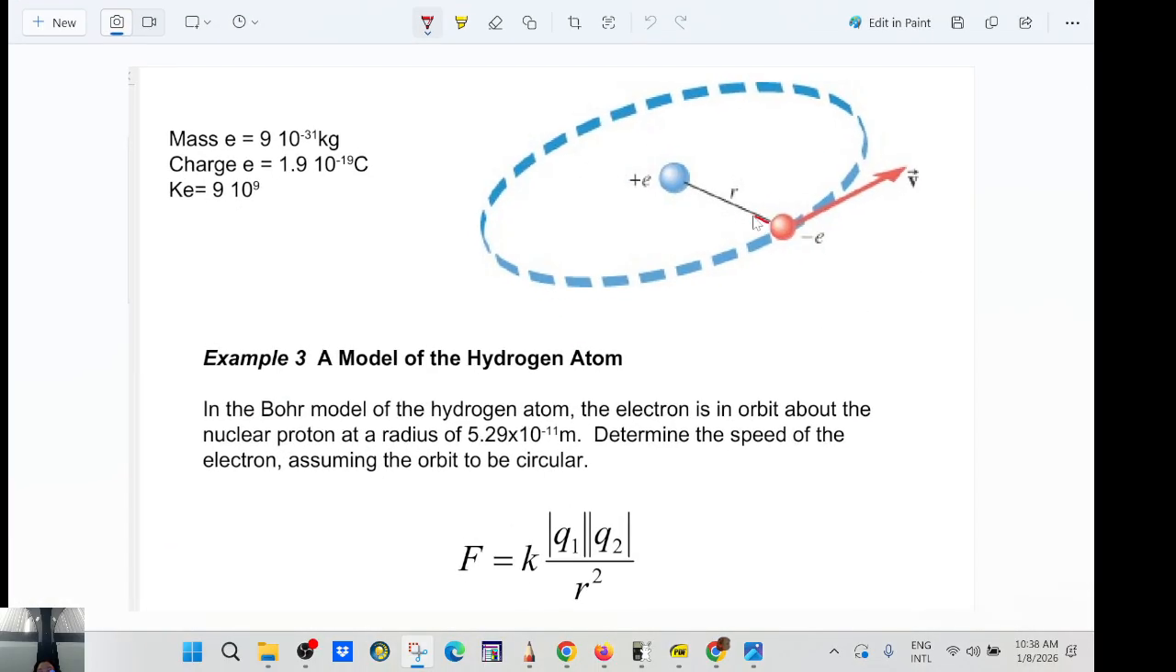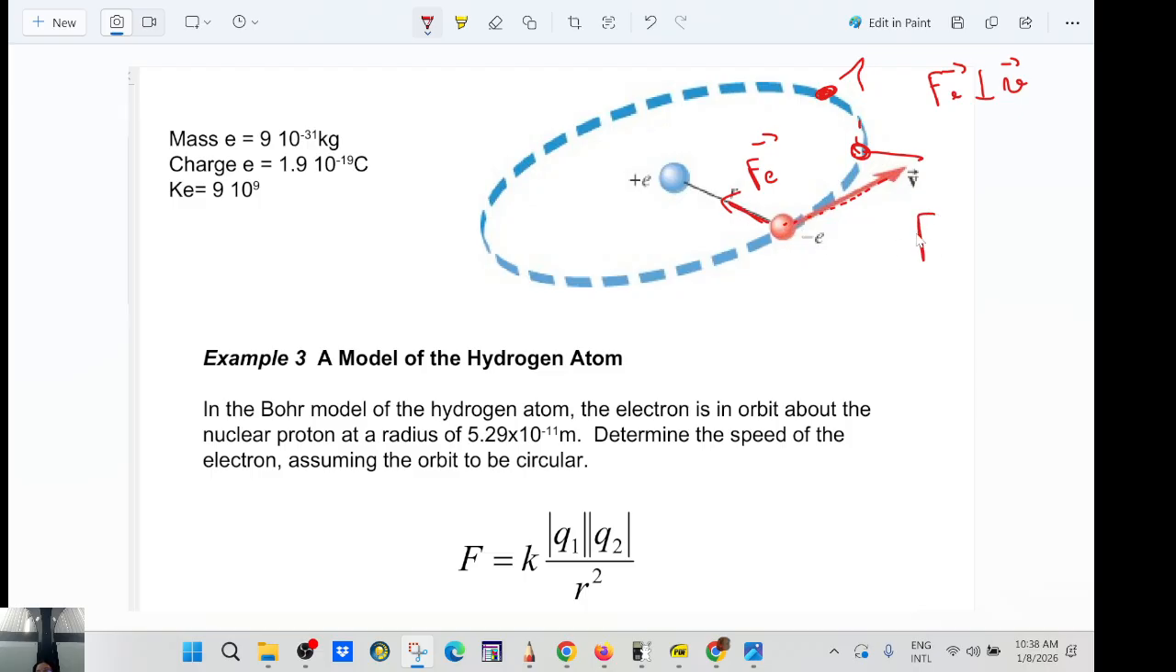So you have an electric force here, pulling. Okay, that force is perpendicular to the velocity. So that force cannot make the electron go faster or slower. It's just changing the direction. Okay, so you want to keep going in a straight line at a constant speed? No, you can't. So this is called a centripetal force.